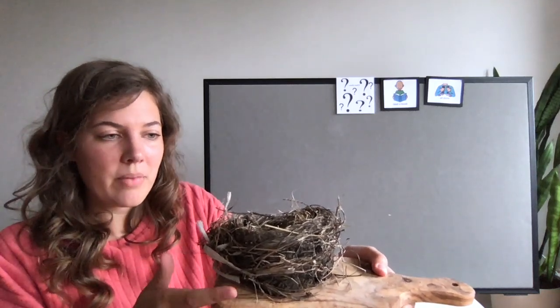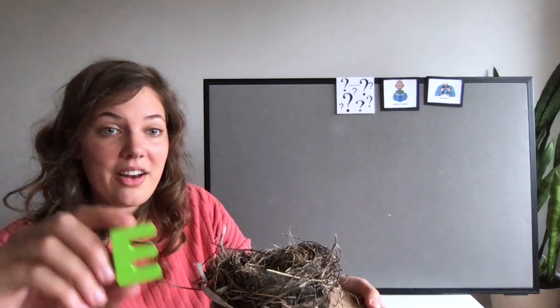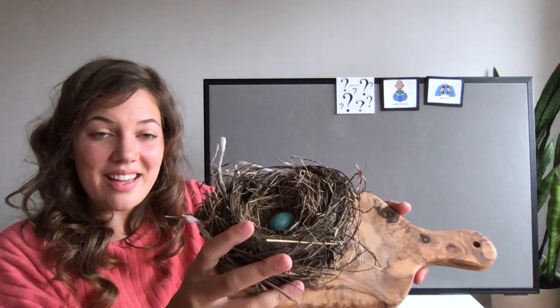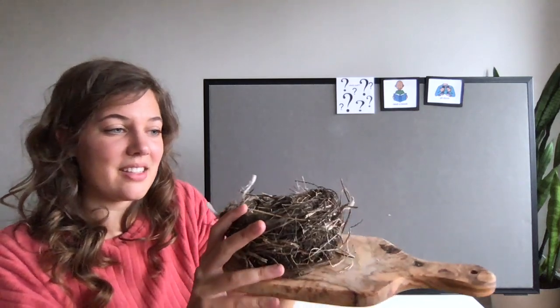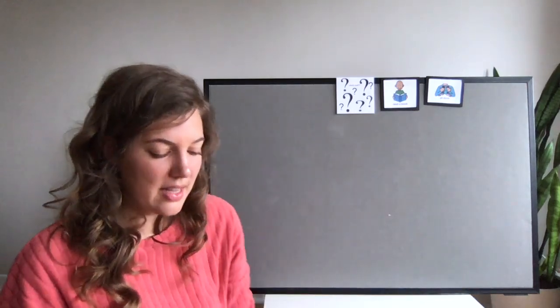This is a nest. A bird makes a nest for their home. And there's something inside this nest. It starts with the letter E. E. There is an egg inside the nest. There's a little blue egg in the nest. And all these things, with eggs and nests and flowers and grass and trees growing, show us that it's springtime.